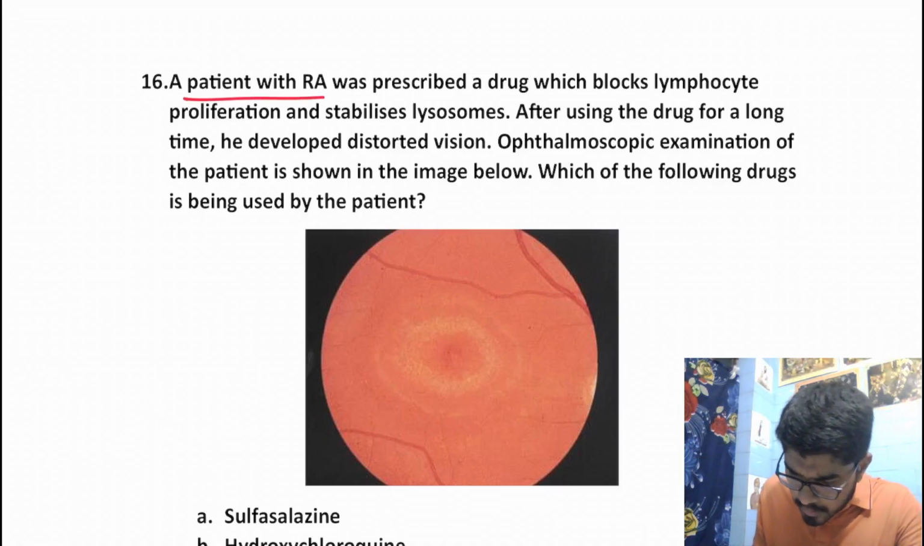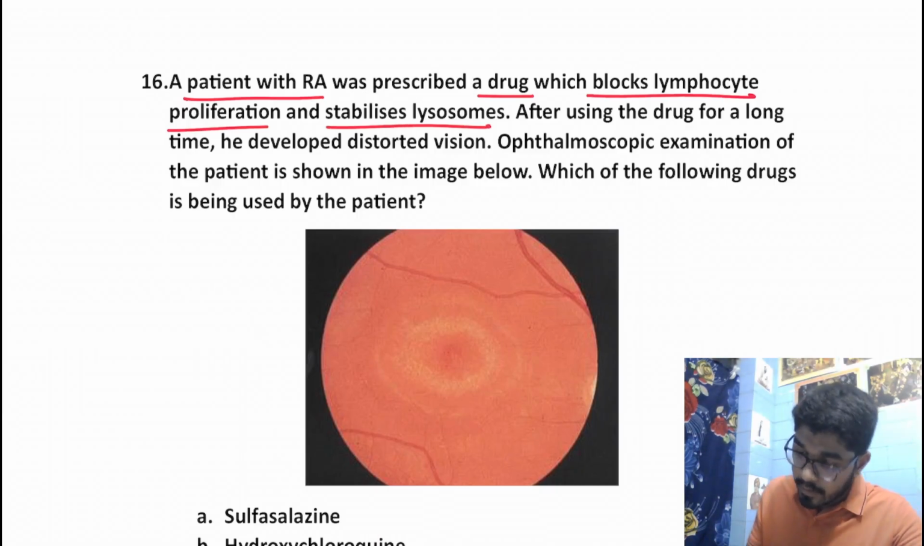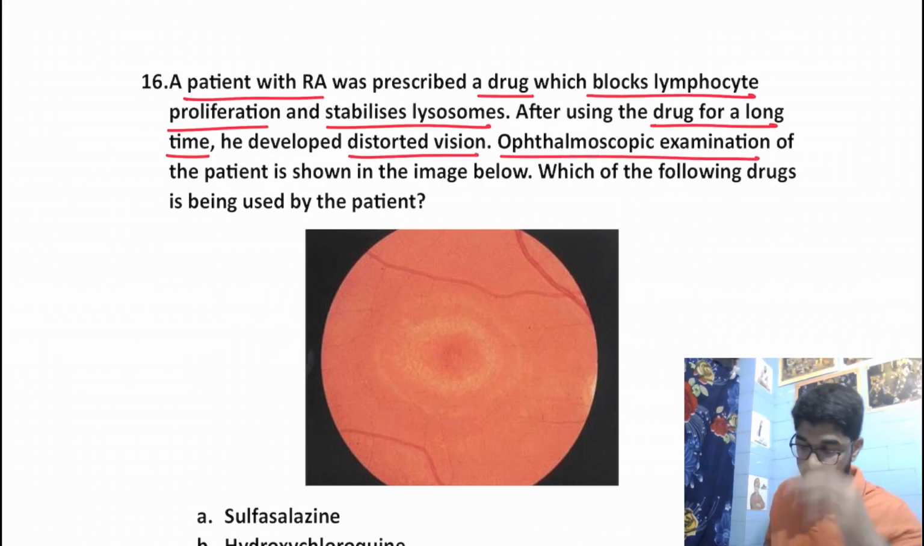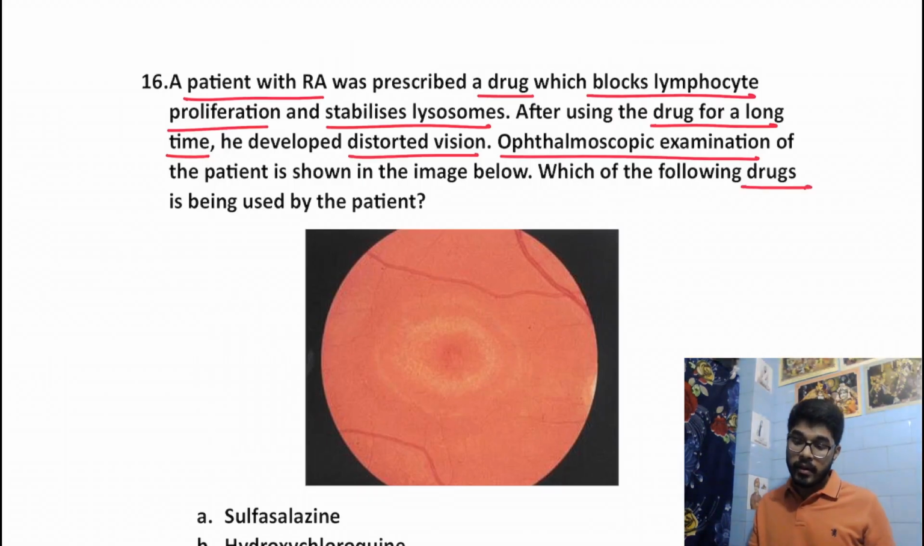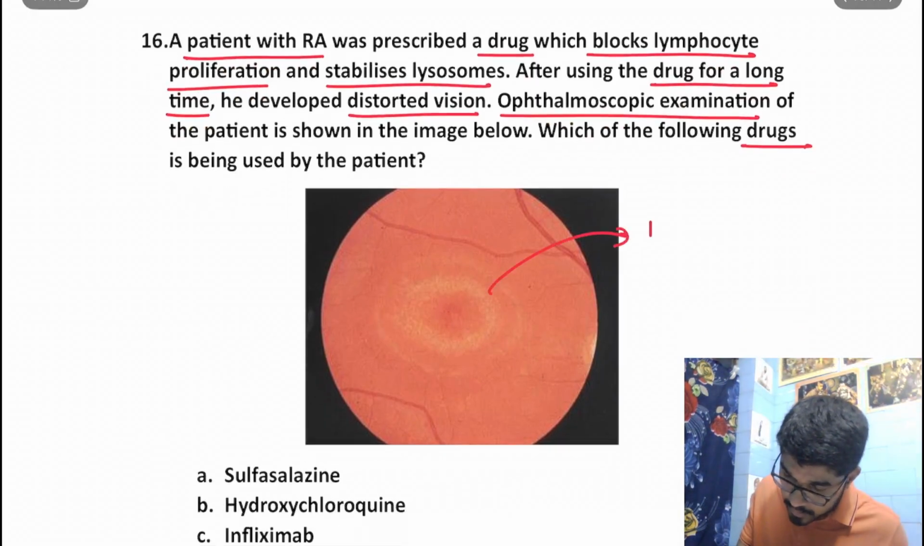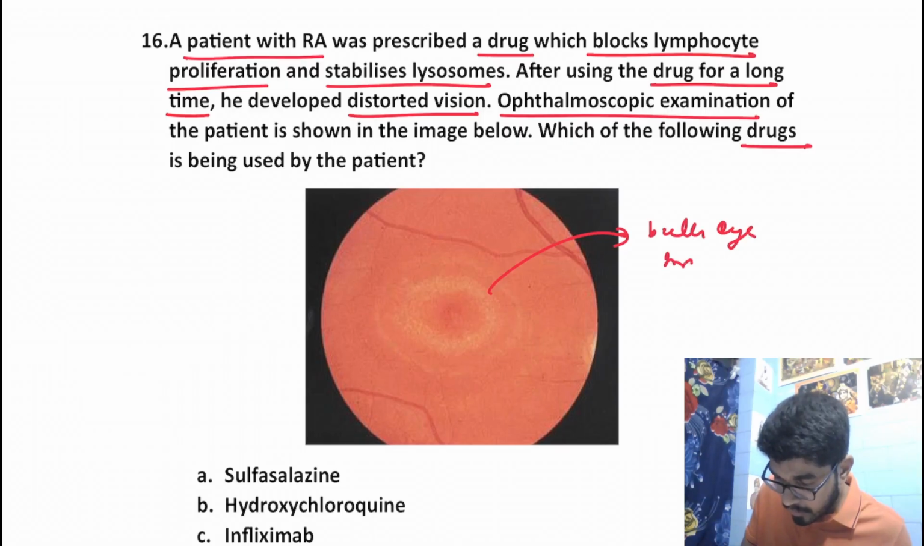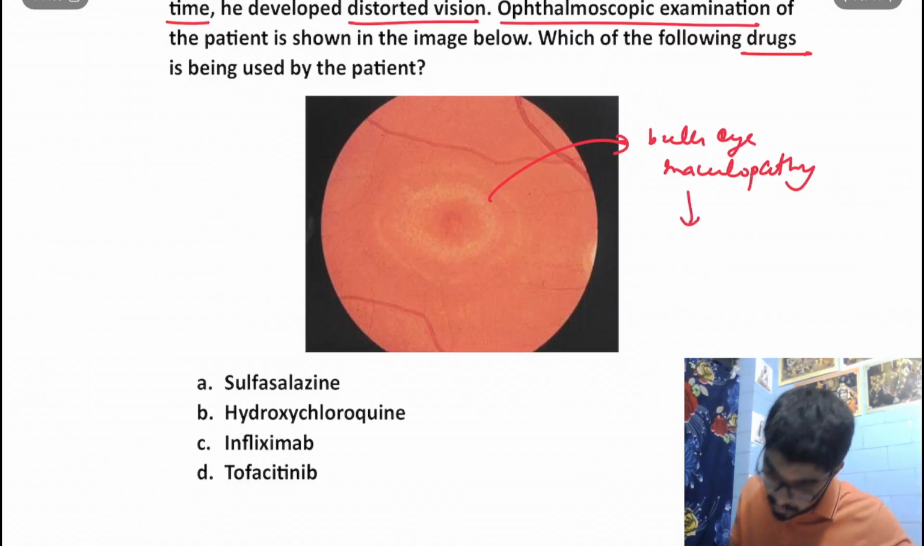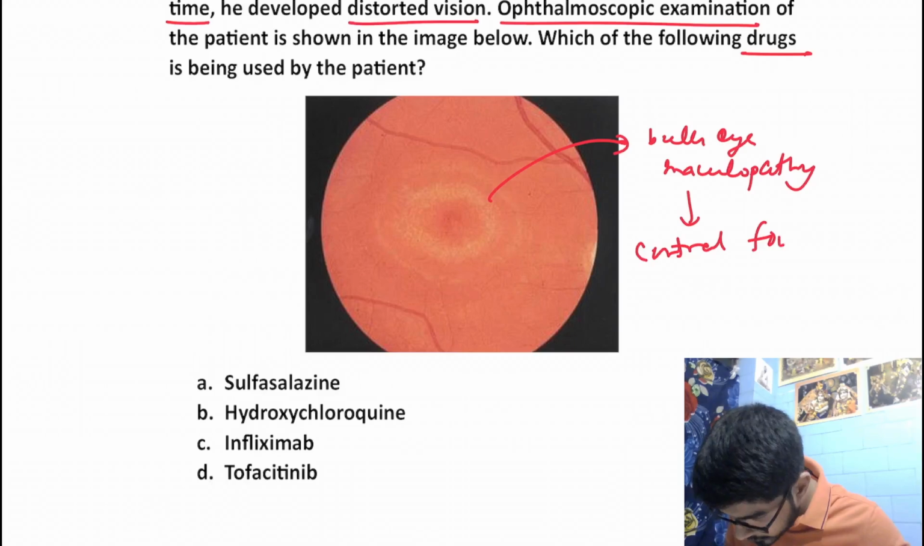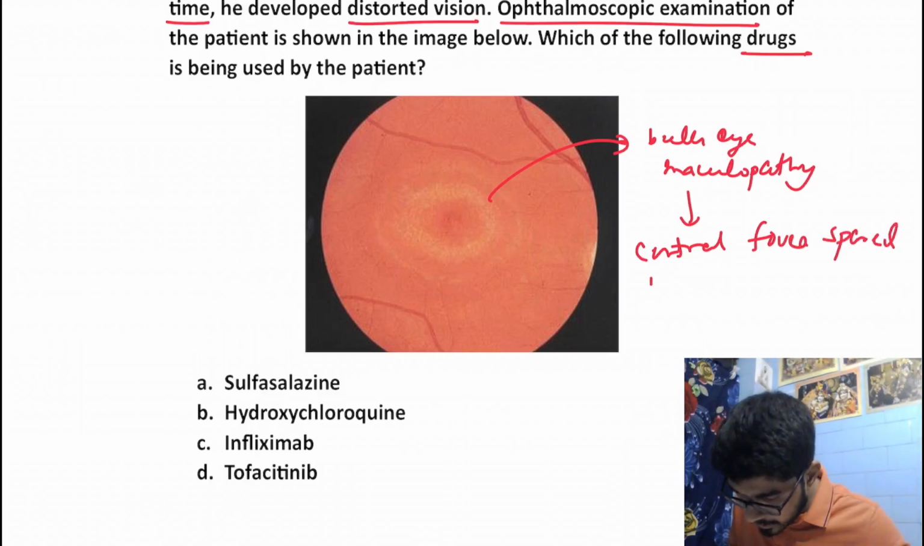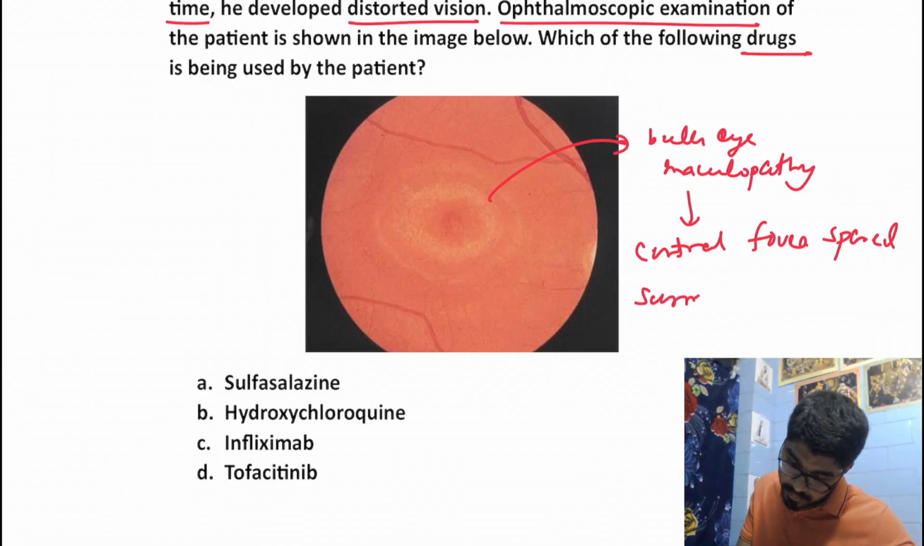Now a patient with RA was prescribed a drug which blocks lymphocyte proliferation and stabilizes lysosomes. After using the drug for a long time, he developed distorted vision. Ophthalmoscopic examination of the patient is shown in the image below. Which of the following drugs is being prescribed to the patient? Now over here we can very well appreciate this is nothing but a bullseye maculopathy. What happens in bullseye maculopathy? Right, the central fovea is actually spared, and the surrounding retinal pigment epithelium gets damaged or involved.